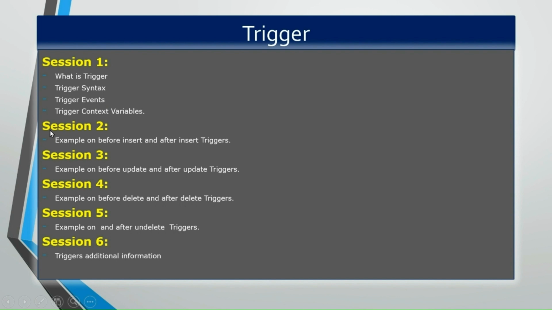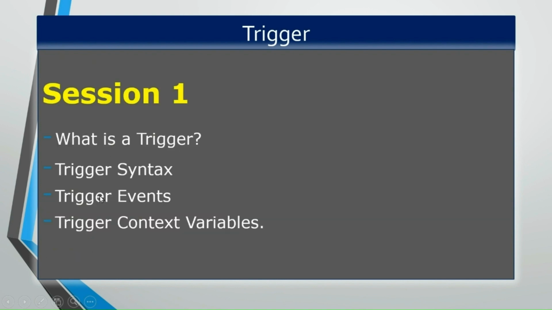And from the second session onwards, we will see the examples on each and every trigger event. So in this session, we are going to see what is a trigger, trigger syntax, trigger events, and for each and every trigger event, how Salesforce is giving the trigger context variables and its values.